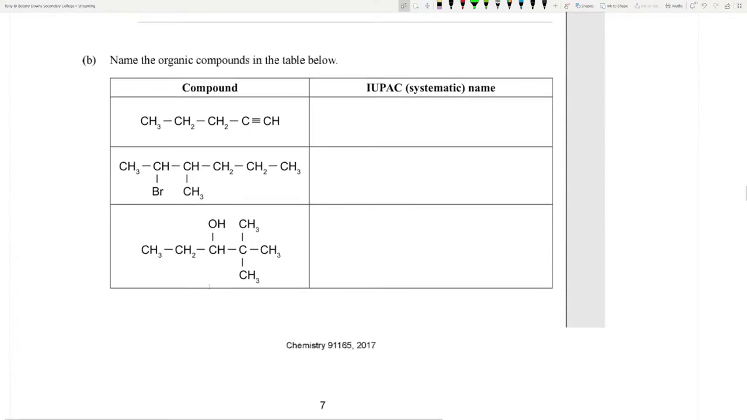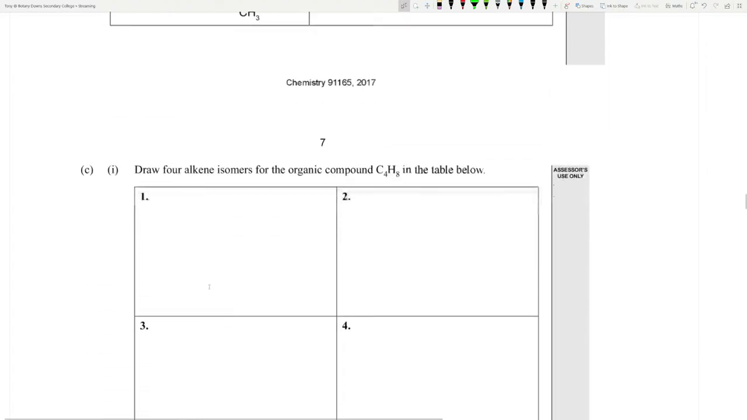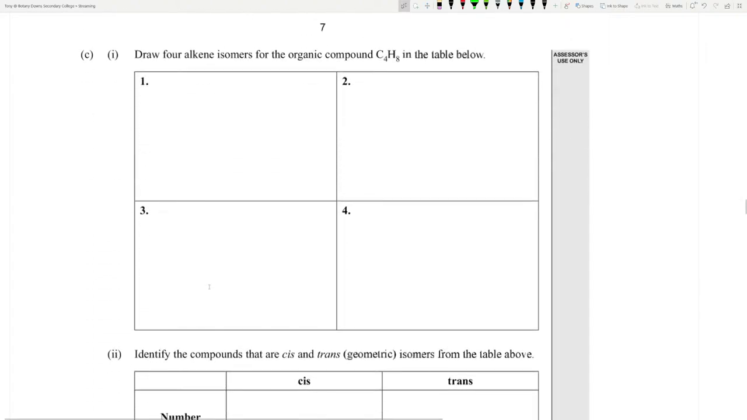Naming, do I need to do naming? If there's requests to do naming, I can do that, because this is something that's only achieved, okay? If you're going for merit or excellence, don't even bother with the naming.